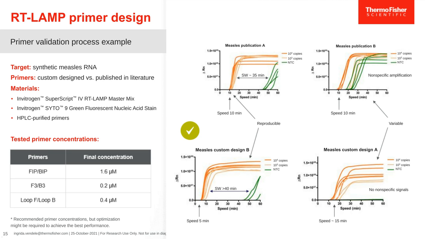So now I'd like to present a very simplified primer validation process example. Here we're looking at the target of synthetic measles RNA. The primers here are either custom designed using the tool that I just presented or taken from published literature. The materials for LAMP were Invitrogen SuperScript IV RT-LAMP master mix, Invitrogen SYTO 9 green fluorescent nucleic acid stain for real-time detection to observe reaction kinetics, and of course HPLC purified primers with the concentrations described at the bottom left corner.